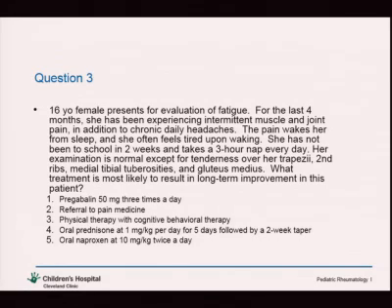All right, so a 16-year-old female presents for evaluation of fatigue. For the last 4 months, she has been experiencing intermittent muscle and joint pain in addition to chronic daily headaches. The pain wakes her from sleep. She often feels tired when she awakes. She has not been to school in 2 weeks and takes a 3-hour nap every day. Her examination is normal except for tenderness over her trapezius, second ribs, medial tibial tuberosities, and gluteus medius. What is the treatment that's most likely to result in long-term improvement in this patient?